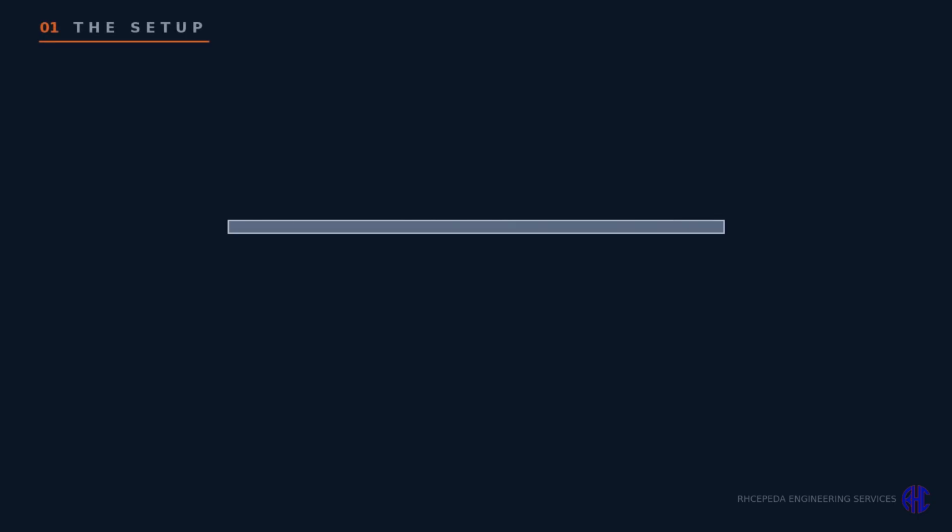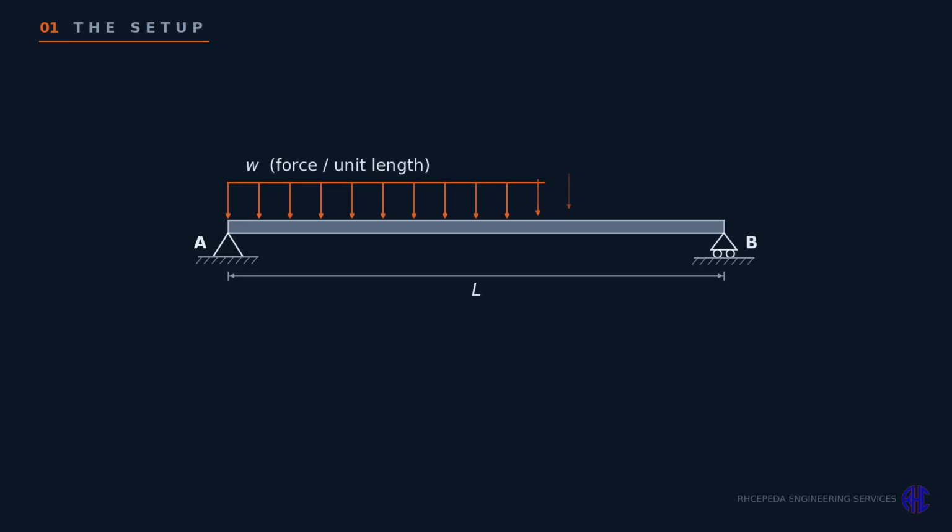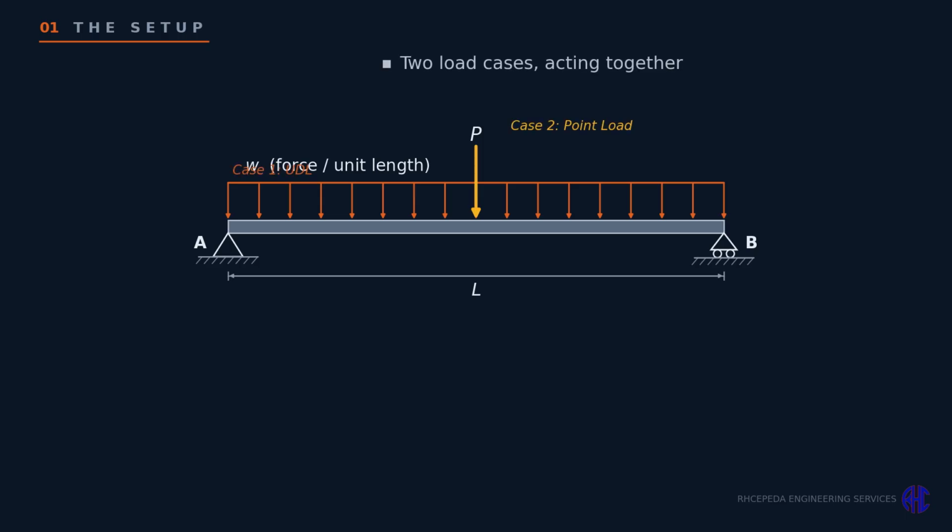Here's our beam, pin at A, roller at B, span L. A distributed load of intensity W covers the entire span, and on top of it, a point load P pushes down at the center. Two load cases we've already mastered separately, acting together.